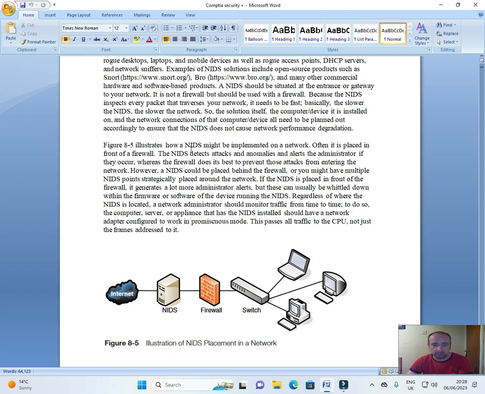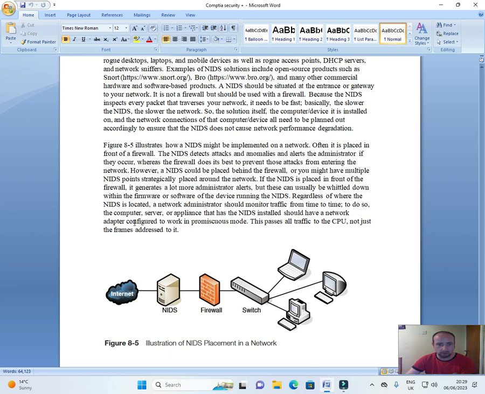Figure 8.5 illustrates how a NIDS might be implemented on a network. Often it is placed in front of a firewall. The NIDS detects attacks and anomalies and alerts the administrator if they occur, whereas the firewall does its best to prevent those attacks from entering the network. However, a NIDS could be placed behind a firewall, or you might have multiple NIDS points strategically placed around the network. If the NIDS is placed in front of the firewall, it generates a lot more administrator alerts, but these can usually be whittled down within the firmware or software of the device running the NIDS, regardless of where the NIDS is located. A network administrator should monitor traffic from time to time.